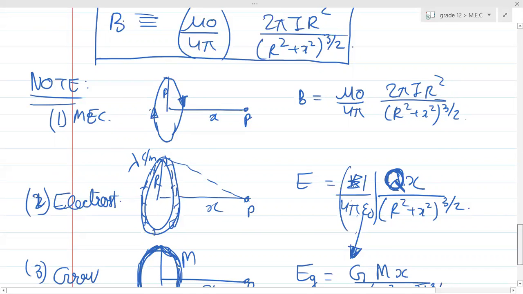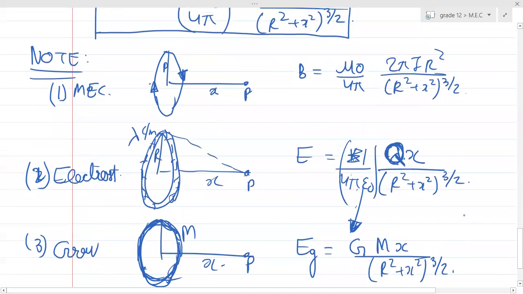The electrostatics, gravitation. Yes or no? Is the analogy clear, guys?